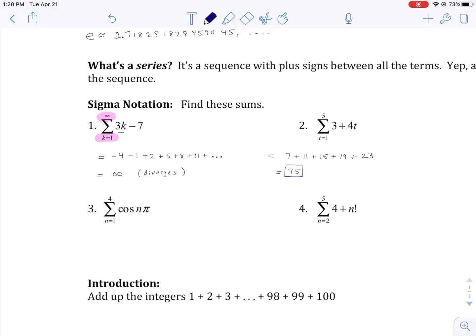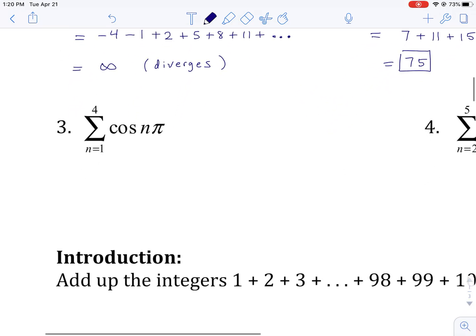All right, if you look at number 3, we're going to add up cosine of n pi from 1 to 4. So we're plugging in 1, 2, 3, and 4. I bet you thought you were done with trig, huh? So I got cosine of 1 pi, cosine of 2 pi, cosine of 3 pi, and cosine of 4 pi.